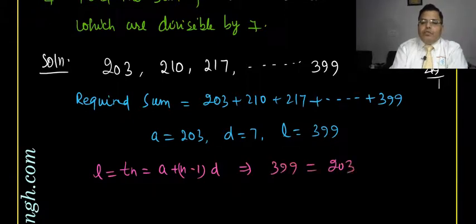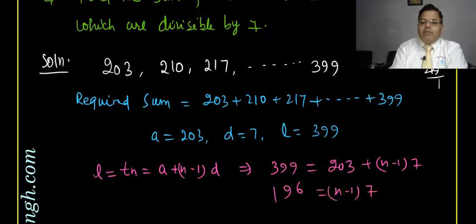So here you can write 399 is equal to 203 plus (n minus 1) into, what is the common difference? 7. If you subtract this, 9 minus 3 is 6, 9 minus 0 is 9, and 3 minus 2 is 1, so 196 is equal to (n minus 1) into 7.